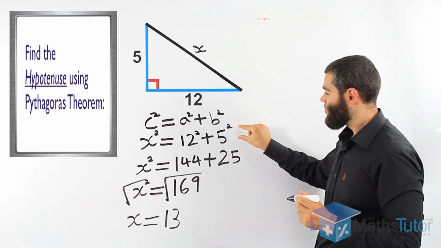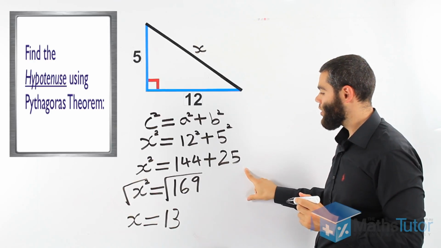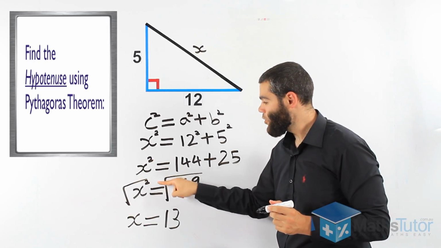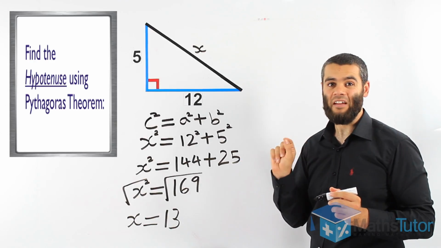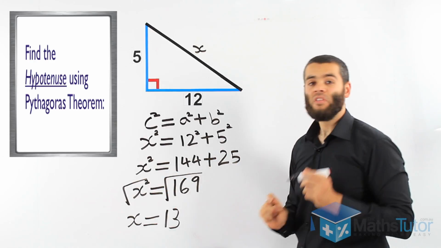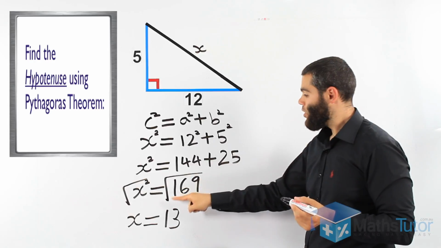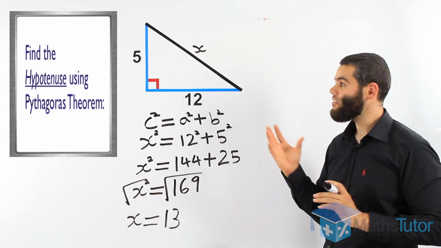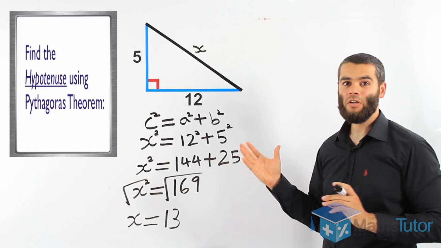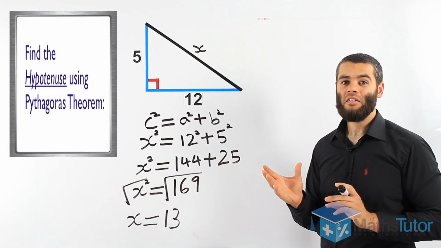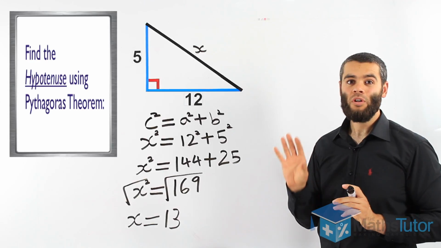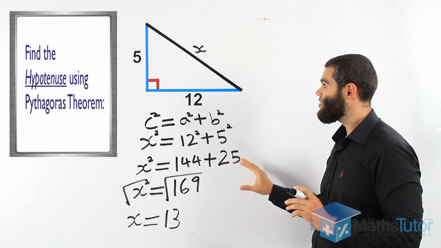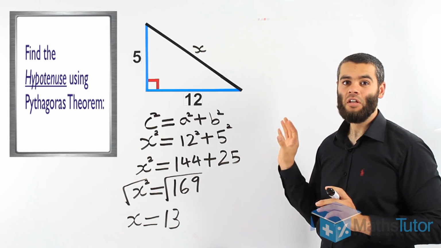The formula, we substitute, we do our working out. Very important, we square root because we don't want x squared, we only want x. So the opposite of squared is square root. Square root of 169, x is going to be 13. So here, in any right-angled triangle, we can find missing sides, and we'll do one more example using Pythagoras to find a missing hypotenuse in another example right now.